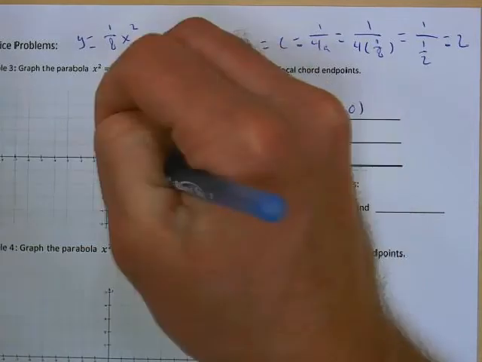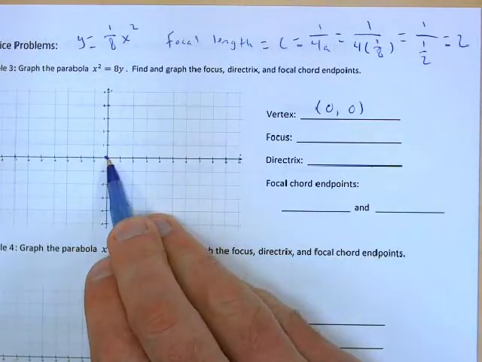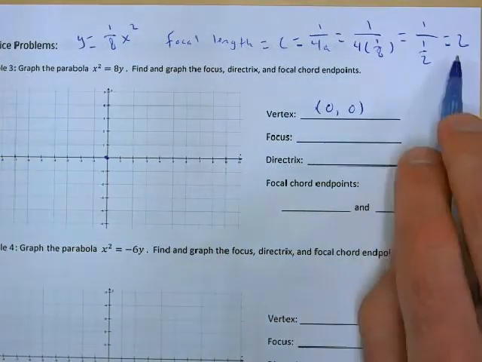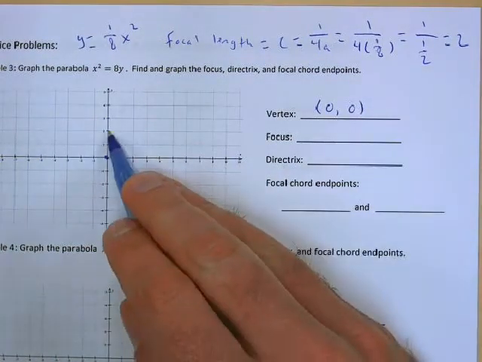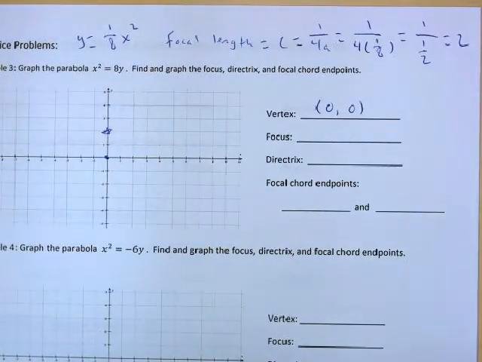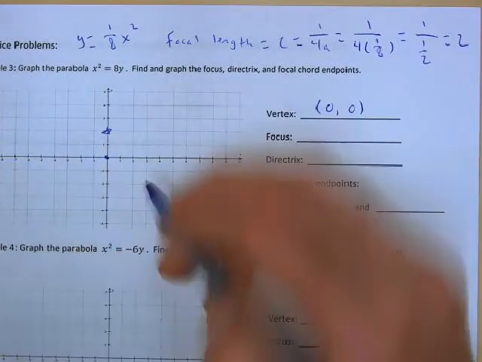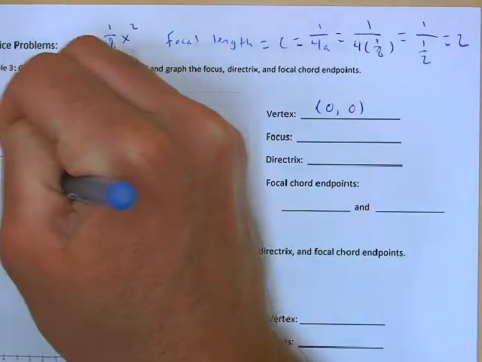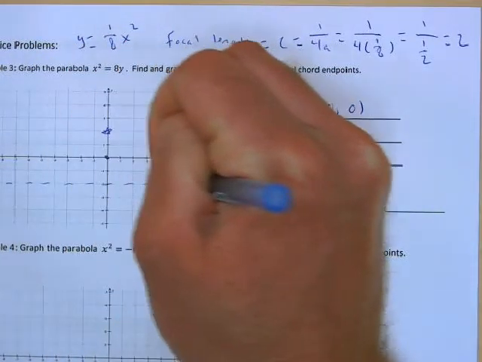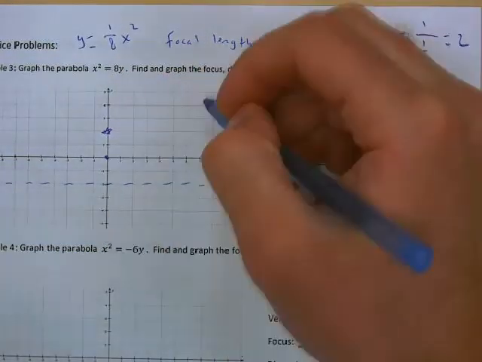All right, so anyways, our vertex is here at 0, 0, so we can plot that point. And then since my focal length is 2, I'm going to go up 2, and then that's where my focus is, which again, we mark with a star, so we know the difference. Just a little star there. I'm going to go up 2 to my focus, which means I got to go down 2 from my vertex to get to my directrix. So my directrix is going to be a horizontal line. It doesn't have to be dotted, but I like to make it dotted.